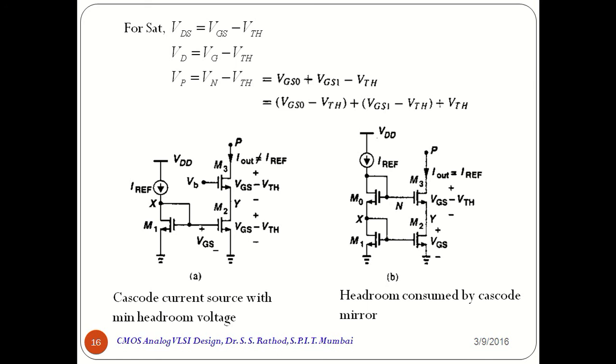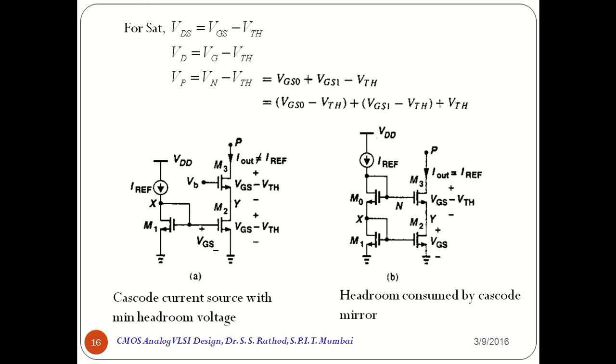So the minimum overdrive voltage required in figure A is VGS minus VTH for M2. Then for M3 it is VGS minus VTH. So VP should be VGS minus VTH plus VGS minus VTH, that is 2 times VGS minus VTH. But if you do this, I out will not be equal to I reference, as you observe from the second figure B.